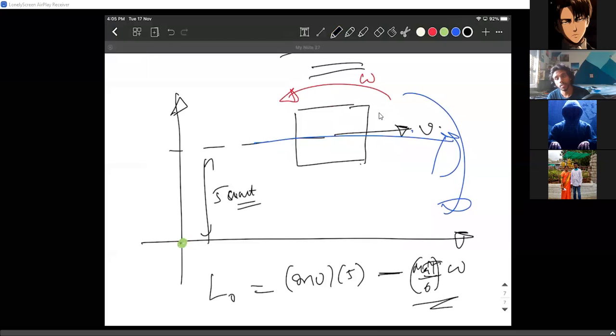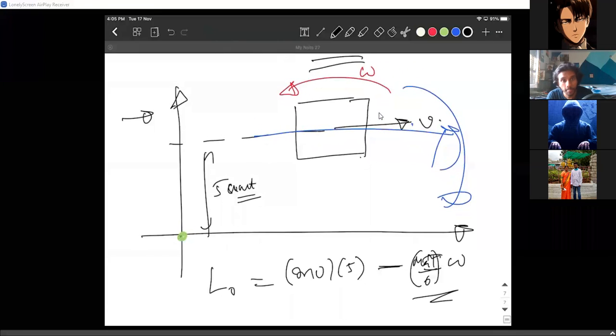Minus I omega. So whenever you see a body which is having a linear momentum and an angular momentum, this is how you write the angular momentum of the body. Okay. So let us switch into our important question here.